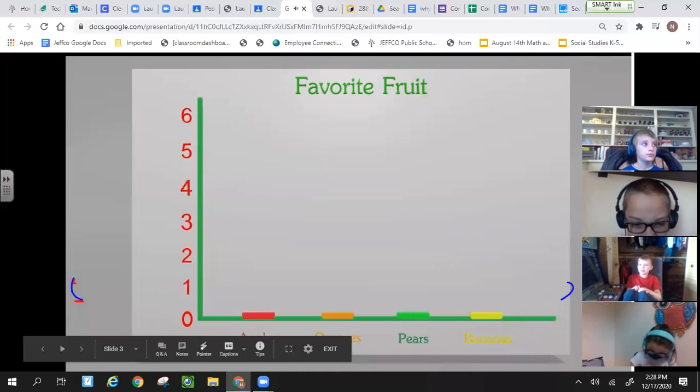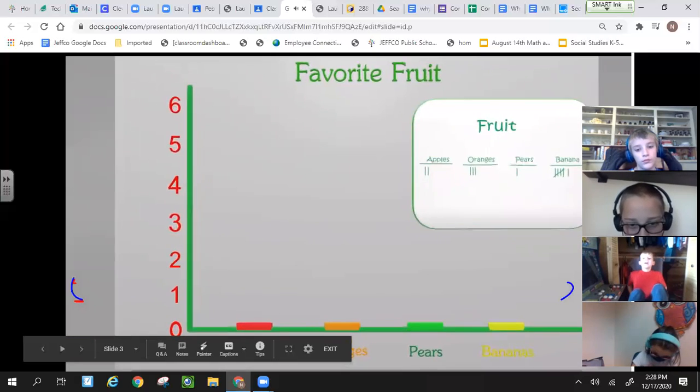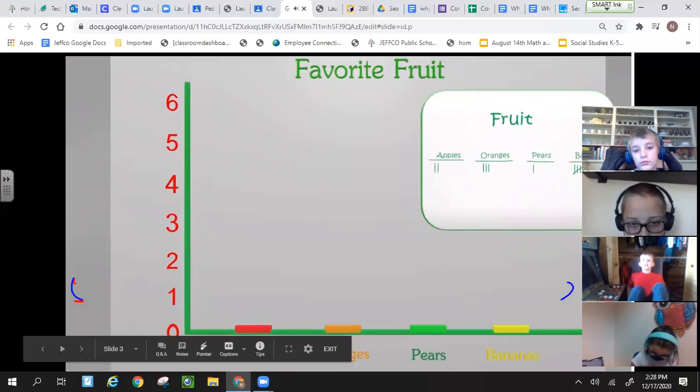We can see here on the bottom, we have the names of the fruits. We should label what these are. This is obviously going to be labeled fruit since they're fruit. On the side, we need to measure how many people like these different types of fruit. We only need to go up to 6 since our information or tally marks only go up to 6. So the numbers going from 1 to 6 represent the amount of people.